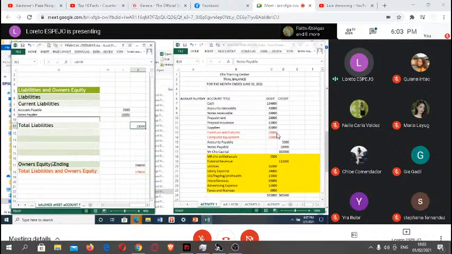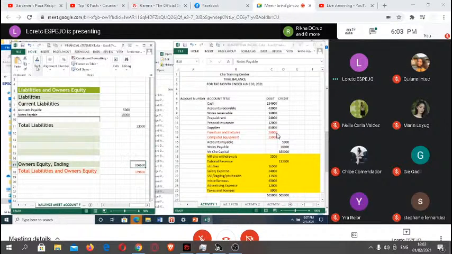And then, owner's equity ending. Saan po ulit nanggaling ito? Nanggaling po yan sa nakuha natin na amount. Wait lang.